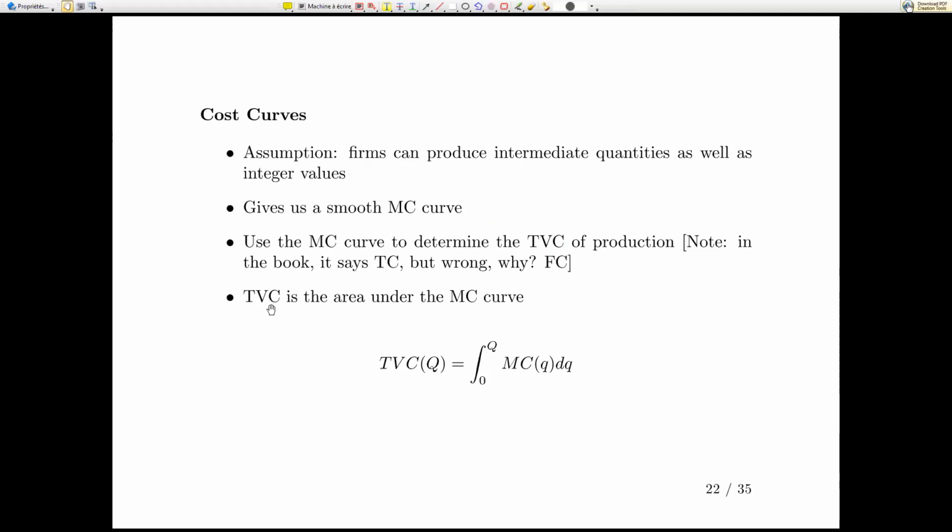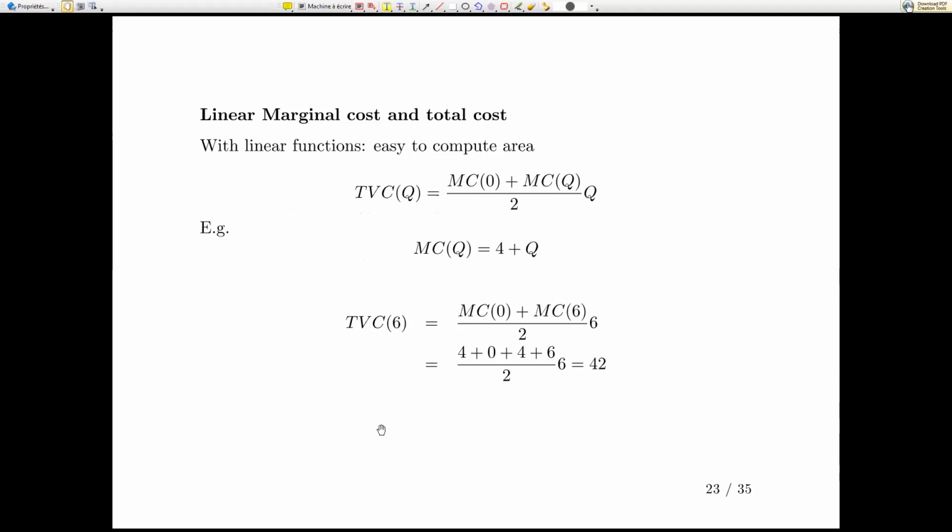So the total variable cost is the area under the marginal cost curve. Here I write it as an integral, but you don't have to be scared of this, because all I'm going to give you is linear functions. As long as you remember your triangle and trapezoid formulas, you're good to go. But if you had a general curve that was curved, then you would need to use an integral, I would say.